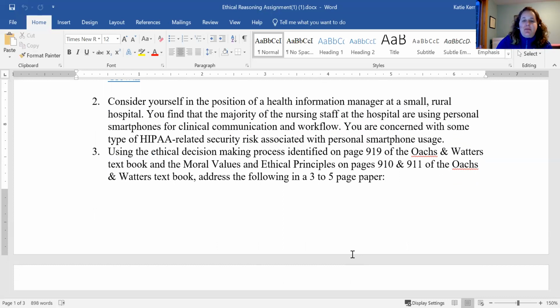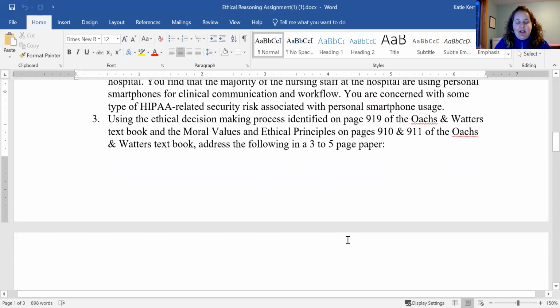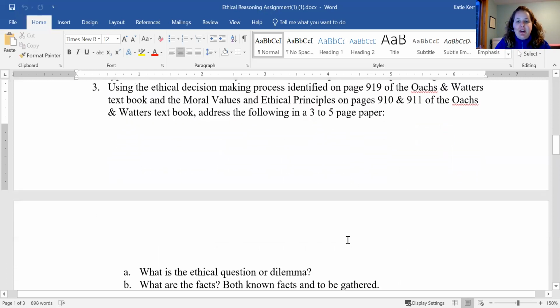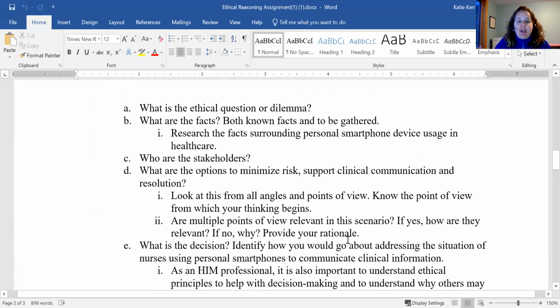And then, in order to address the elements that I'm looking for, I'd like you to write a 3 to 5 page paper, okay? So first of all, you're going to identify what the ethical question or dilemma is, okay? Then you're going to address the facts. So what are the known facts? Based off of the information that you've gathered, and there might be more information that needs to be gathered, I should say.